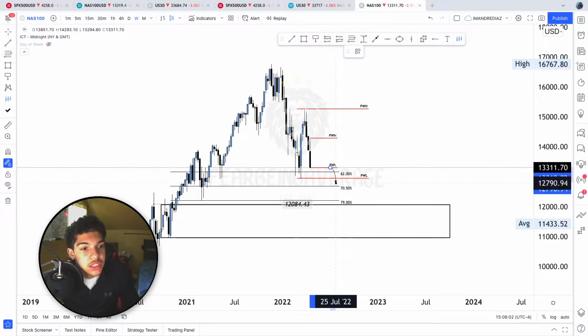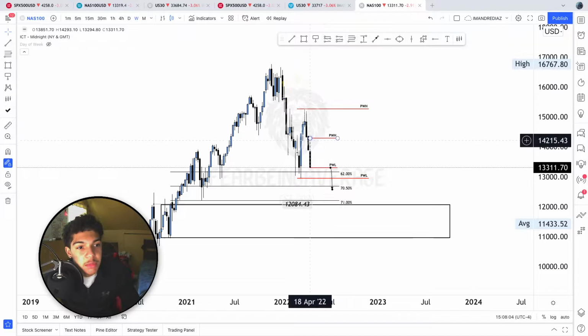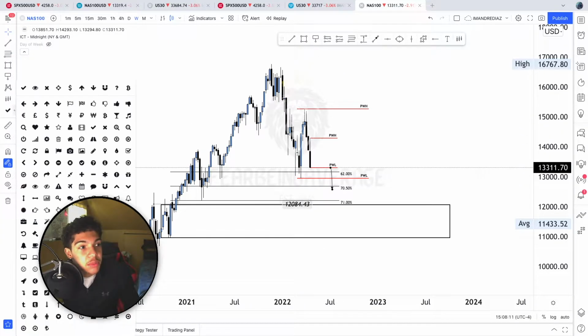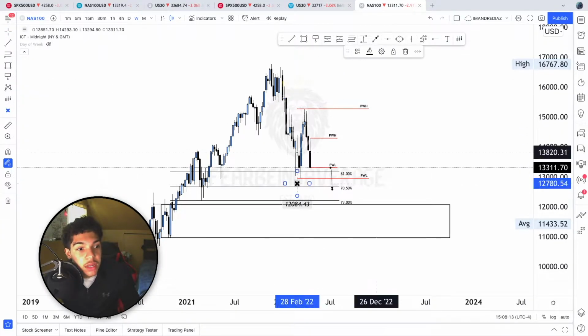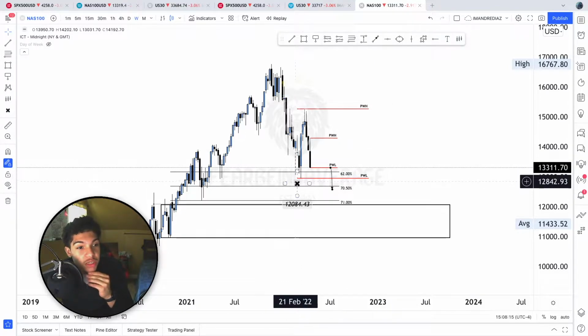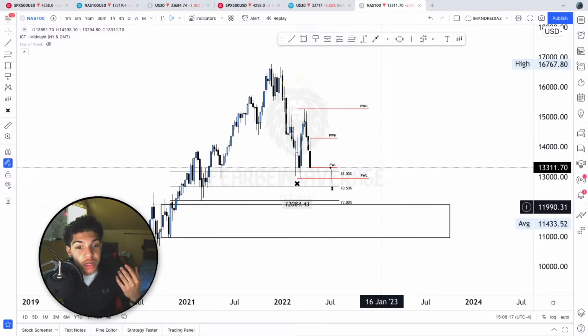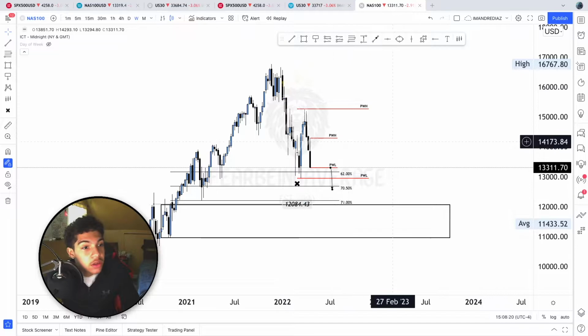I'm essentially anticipating the price to continue moving lower because you have to keep in mind the previous week was bearish, the previous month was bearish, and we're continuing to break lower and lower. So more than likely I'm anticipating prices are going to continue to drop, and then the next potential area price is going to probably go down to is this 12,000 area right down here. So that's what I'm thinking there.